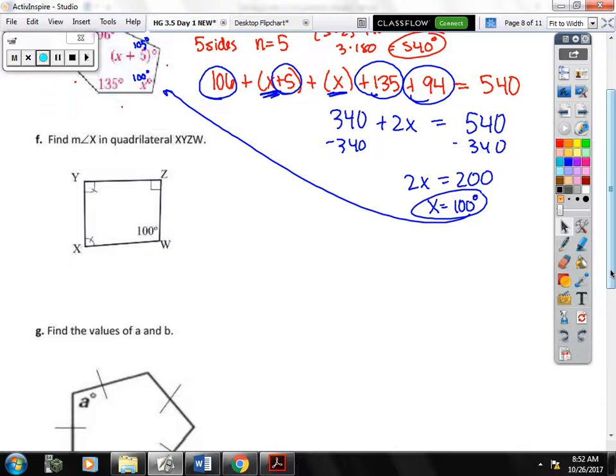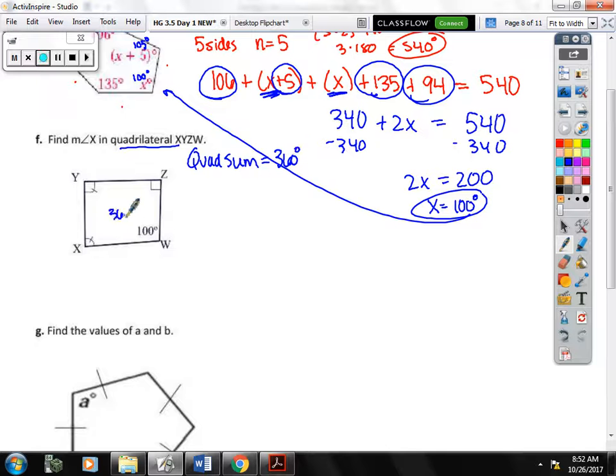The next one tells us that we have a quadrilateral. So how many degrees are in a quadrilateral? And sometimes you'll see me write this, quad sum, like triangle sum. How many degrees? Helen? 360. Again, that's one I would memorize. If not, 4 minus 2 times 180.